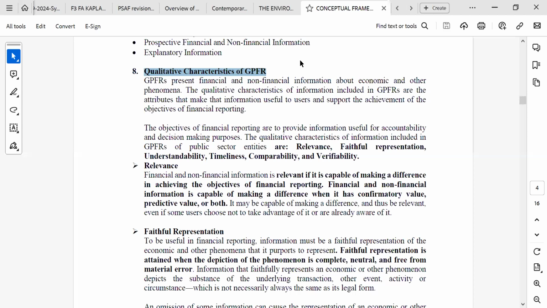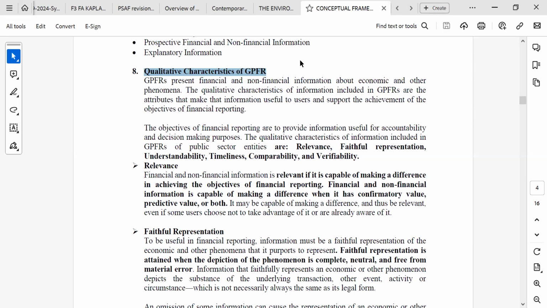So we say that information is relevant if it is capable of making a difference in achieving the objective of financial reporting. So you are a reporting entity, and Parliament is asking you for budget information to determine whether the budget has been adhered to or not. Now you are giving them information on the statement of performance. The information given to them cannot help them to determine whether the budget has been complied with, because you are giving them the wrong information. So information is relevant if it is able to make a difference in achieving the objective of financial reporting.